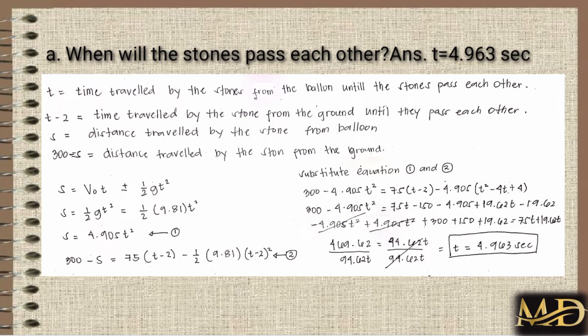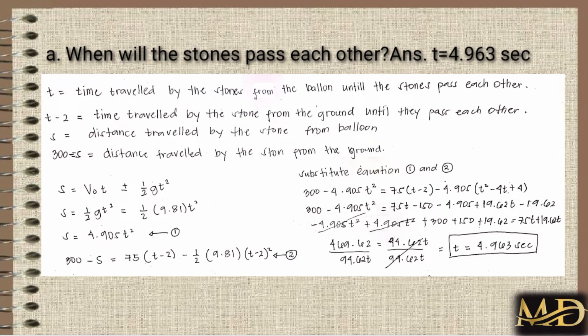T minus 2 is equal to the time traveled by the stone from the ground until they pass each other. S is equal to the distance traveled by the stone from the balloon. 300 minus S is equal to the distance traveled by the stone from the ground. S is equal to V0 T plus or minus 1/2 g t squared. S is equal to 1/2 g t squared, which is 1/2 times 9.81 t squared. S is equal to 4.905 t squared, the equation number 1. So 300 minus S is equal to 75 times t minus 2 minus 1/2 times 9.81 times t minus 2 squared, the equation number 2.